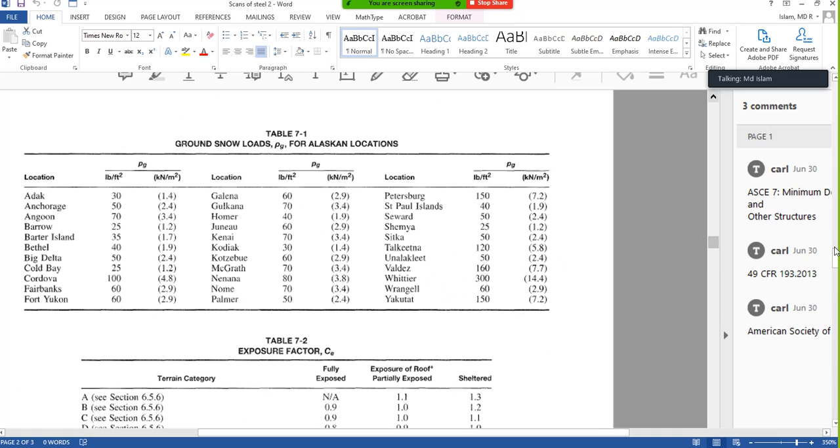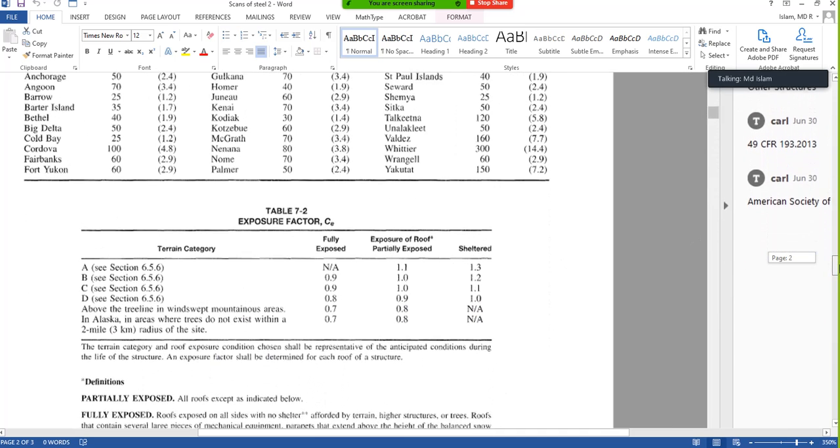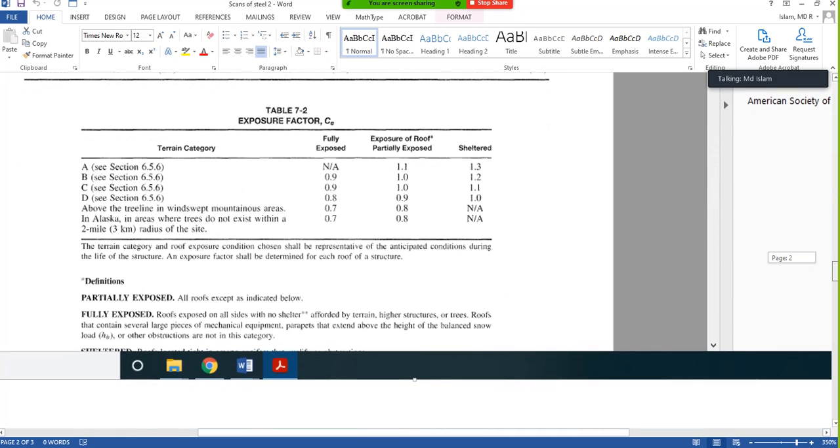Okay, so if I go down, oh, now I came to exposure. What is this? You can see terrain category, that means surrounding. This is surrounding, and this portion on top of your building, sheltered, partially sheltered, or fully exposed, is mostly fully exposed. Our building, we do not have any tree on top of our building, very rare. So most of our building is fully exposed. There is nothing on top of our building.